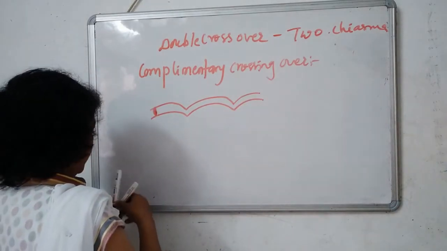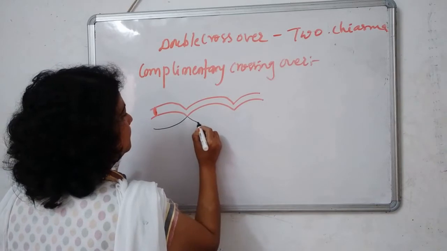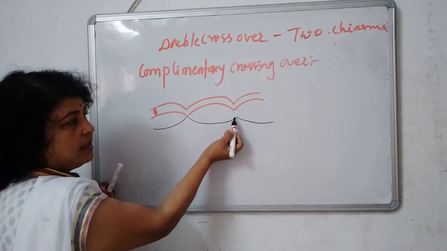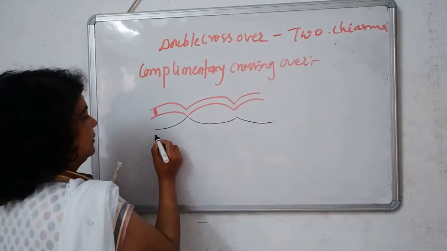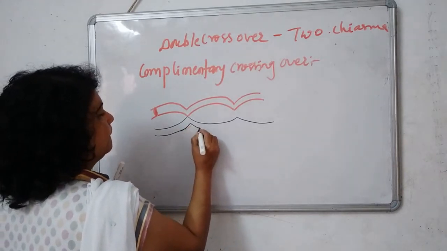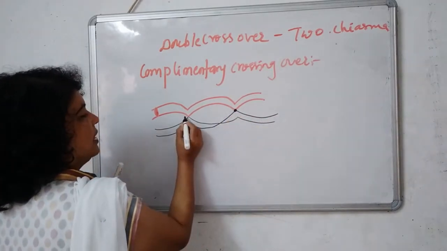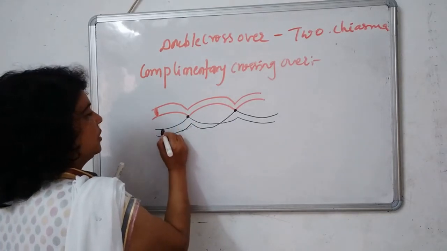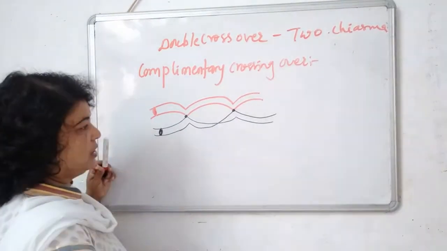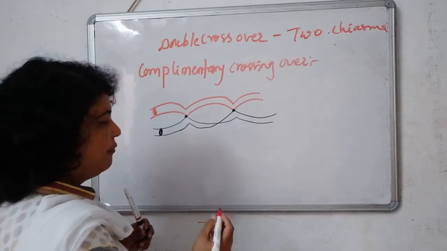This is the kinetochore. And this chromosome, instead of forming chiasma at another place, releases as it is. And this second chromosome produces chiasma at this place. So three chromosomes, three threads, are involved in the process of crossing over or chiasma formation.